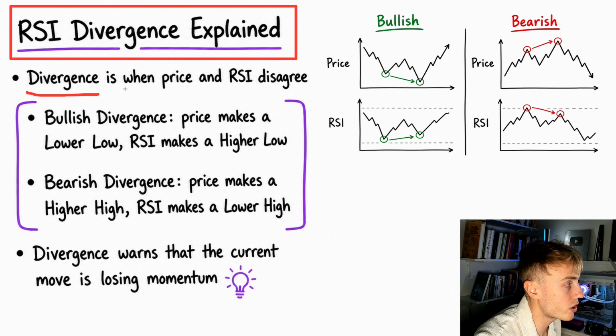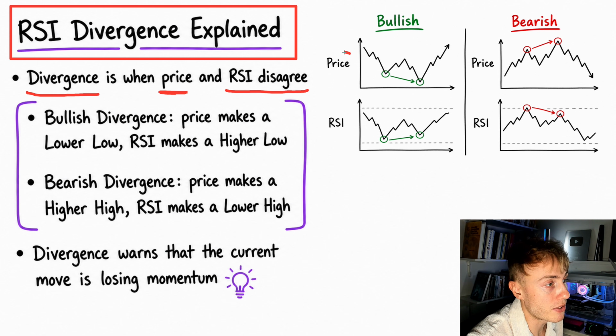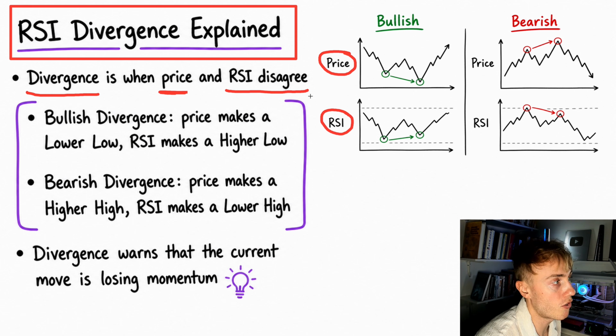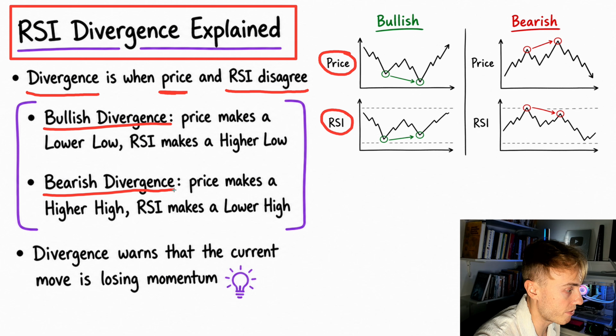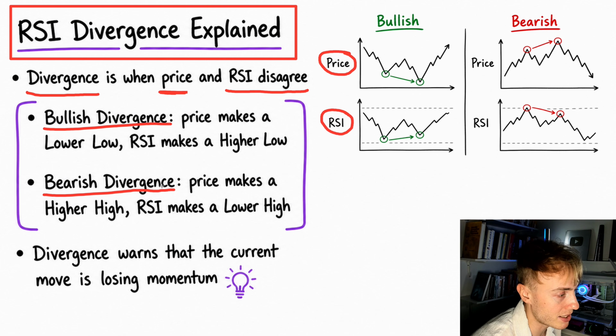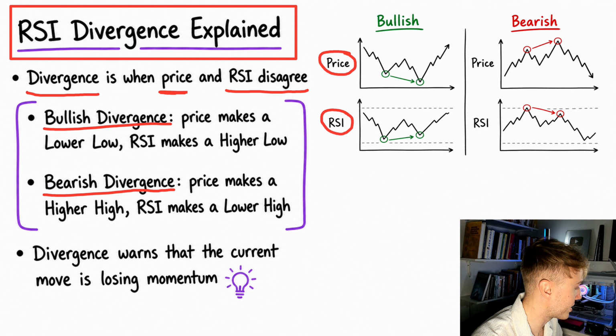Well, in trading, when we talk about divergences, we're talking about the price going in one direction and the indicator going in the opposite direction. So when we're talking about an RSI divergence, we're talking about the price going in one direction and the RSI going in the opposite direction. And here we have two main types of RSI divergence, and that is bullish divergence and bearish divergence. We also have something called hidden divergence, and we have some more types as well. But in this video, we just need to know about the two most common and useful types, which are the bullish and bearish divergence. So let's take a look at them step by step.